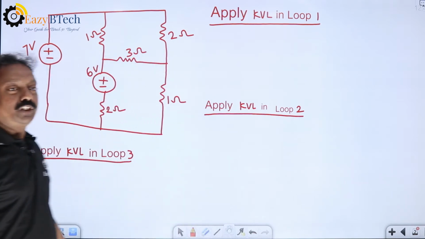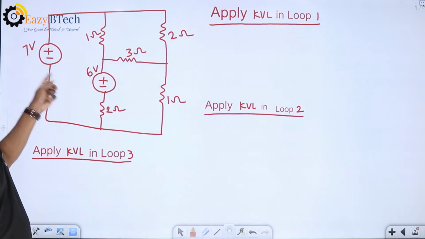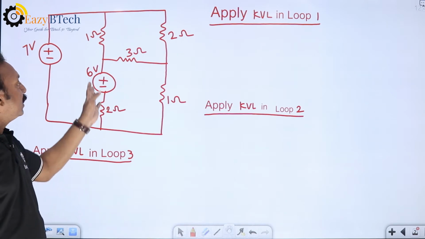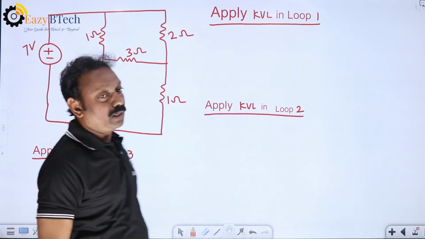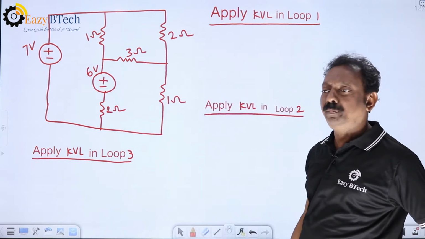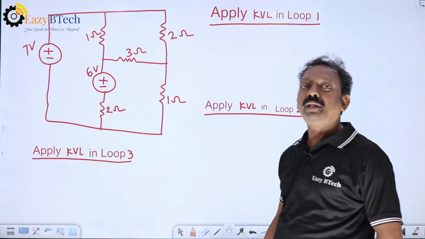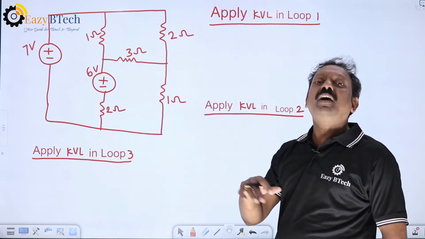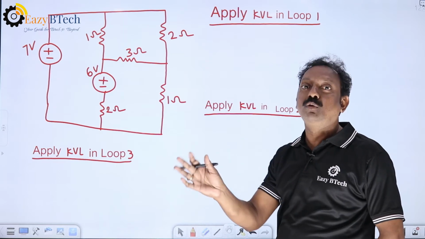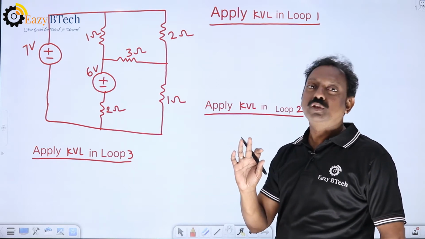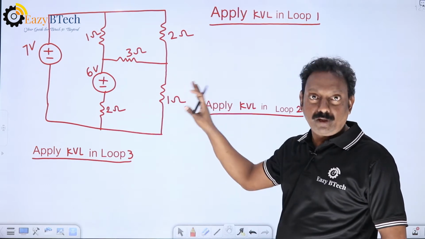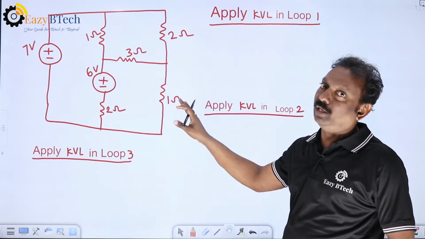Let us take the circuit diagram. Two voltage sources and some resistance combination. So in this one, how many loops are present? Already you know what is meant by loop. Loop or mesh is nothing but any closed loop where the current is flowing in a closed loop. If it is open circuit, current is not flowing. So here, three different loops are present in this circuit diagram.